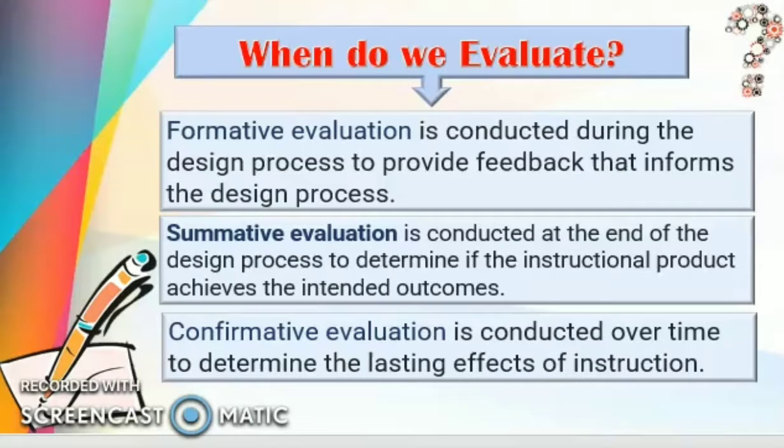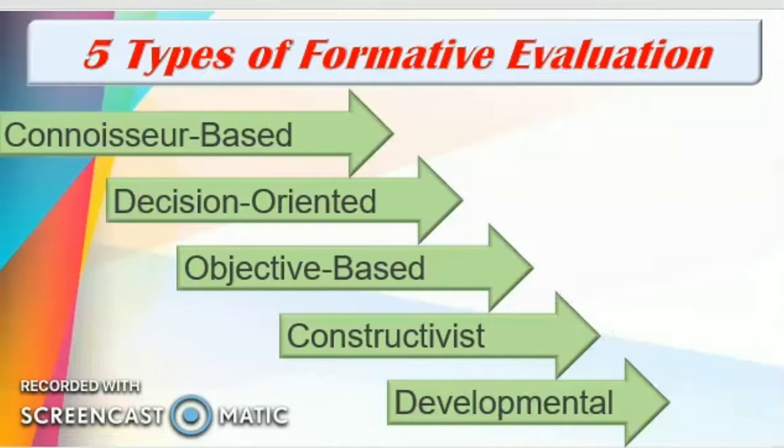Summative evaluation is conducted at the end of the design process to determine if the instructional product achieves the intended outcomes. And confirmative evaluation is conducted over time to determine the lasting effects of instruction. So now let's dig deeper into formative evaluation. There are five types of formative evaluation: connoisseur-based, decision-based, objective-based, constructivist, and developmental.